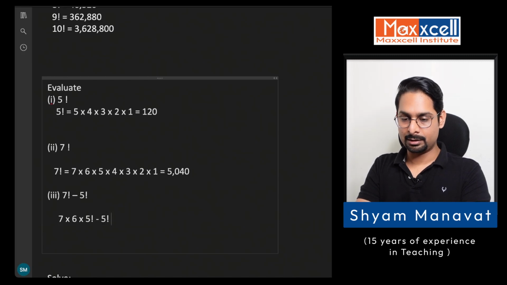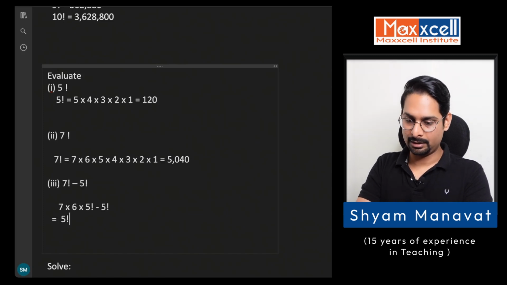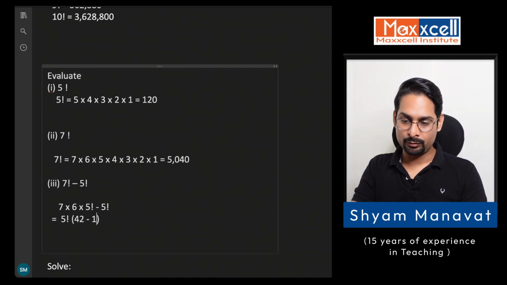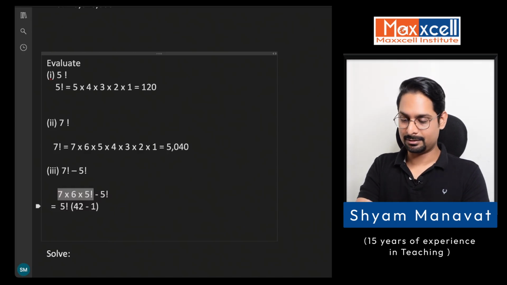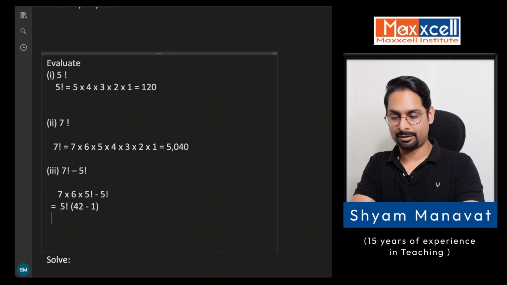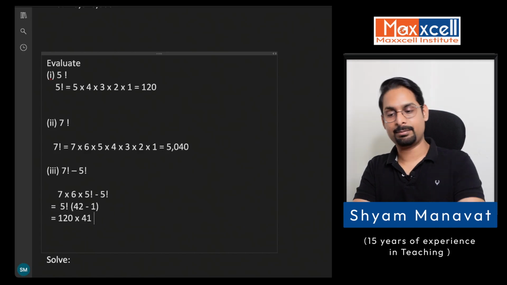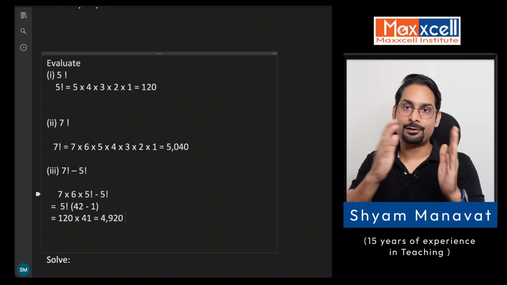This will give me an opportunity to take 5 factorial common, and then I have what? 7 into 6 is 42 minus 1, right? If you take 5 factorial common from this term and this term, here you have only 7 into 6 remaining, and here you have only 1 remaining, right? This will make it easy for you to simplify. 5 factorial is 120. So if you get big numbers, that's how you can take them and multiply, and you will get the answer, right? So the takeaway from this particular question: you cannot take factorial sign common, okay?